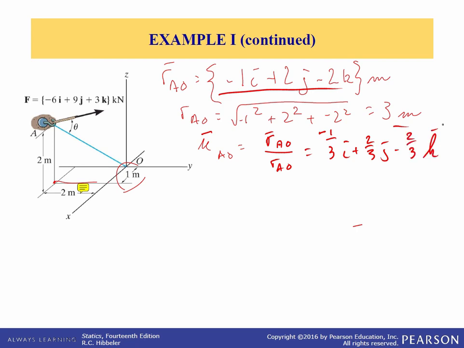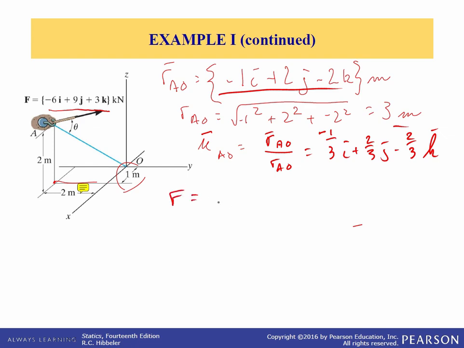And that's the unit vector. It has no units. Now let's take a look at F. F is -6i plus 9j plus 3k. We're going to need the magnitude of F, so let's go ahead and get that now.